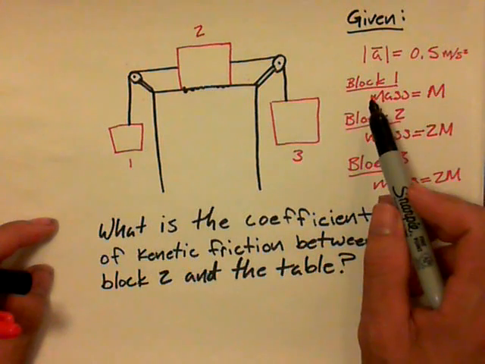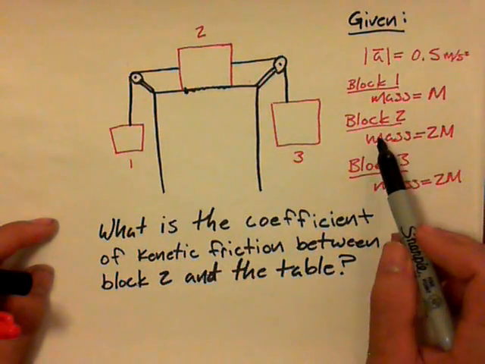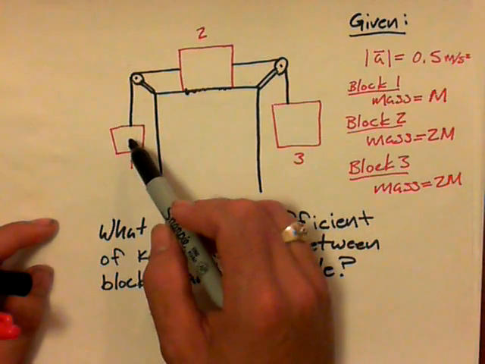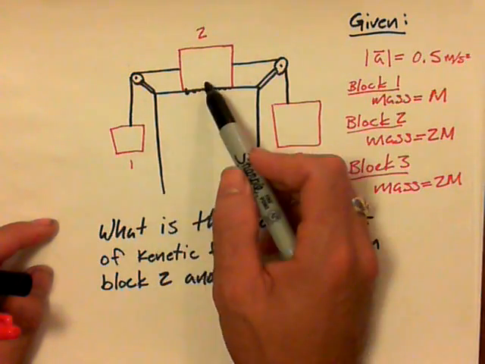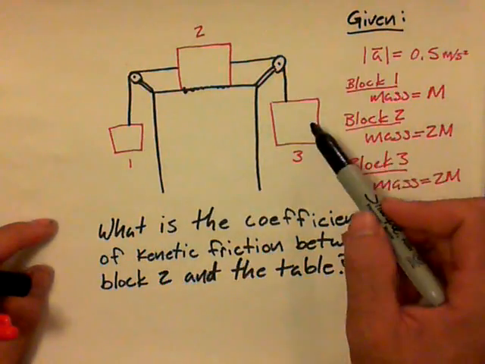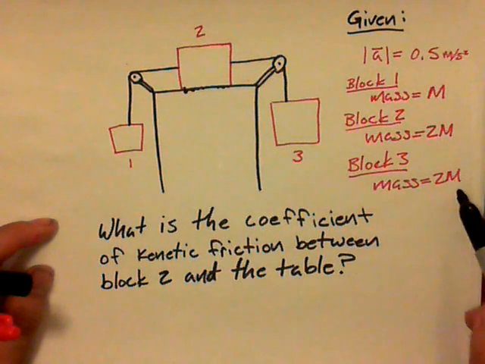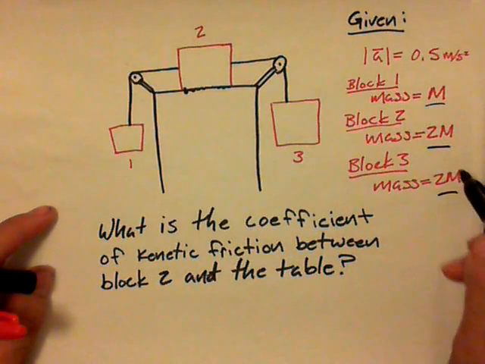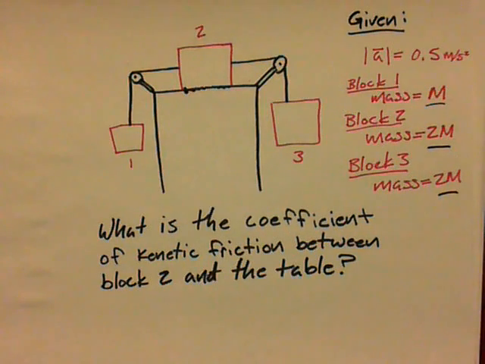The mass for block 1 is m. The mass for block 2 is 2m, so twice. This block is twice as heavy as this block. So 2 is twice as heavy as 1, and 3 is also twice as heavy as 1. So we have m, 2m, and 2m for our various masses for blocks. So those are our givens.